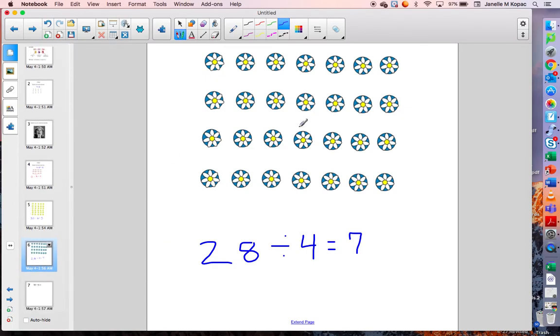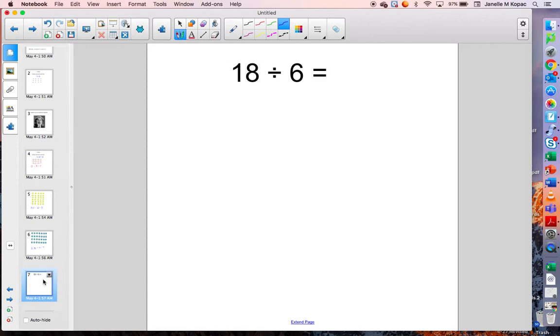So, these problems that I just showed you, I gave you the array, and we were able to figure out the division problem that array represents. But sometimes the array might not be given to you. You will have to make the array. So I have a division problem, 18 divided by 6. So maybe I'm going to use a star picture here. I need to have 18 stars. And they're going to be in 6 rows. So 1, 2, 3, 4, 5, 6. There are my 6 rows.